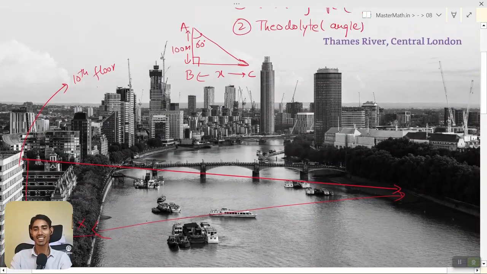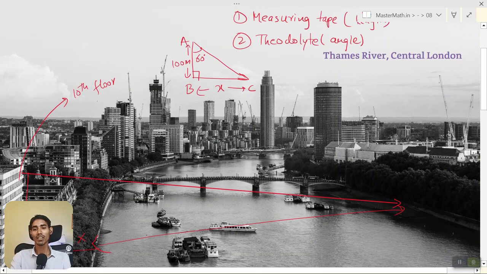the Thames River, without even moving an inch from the balcony of our hotel room. So isn't that very powerful? Just standing at a point we could measure the width of this river. Likewise, we can use this for a lot of other places.